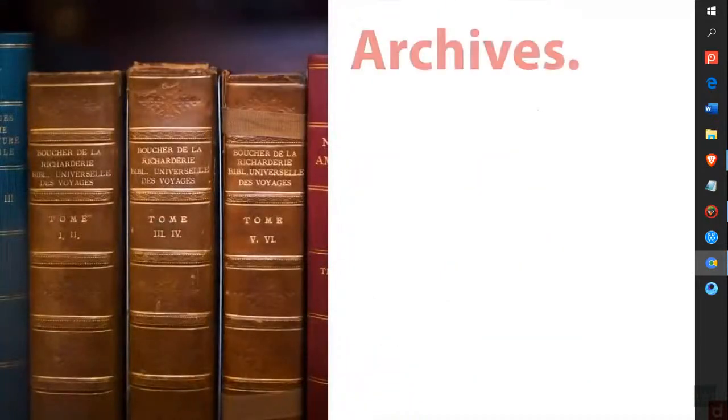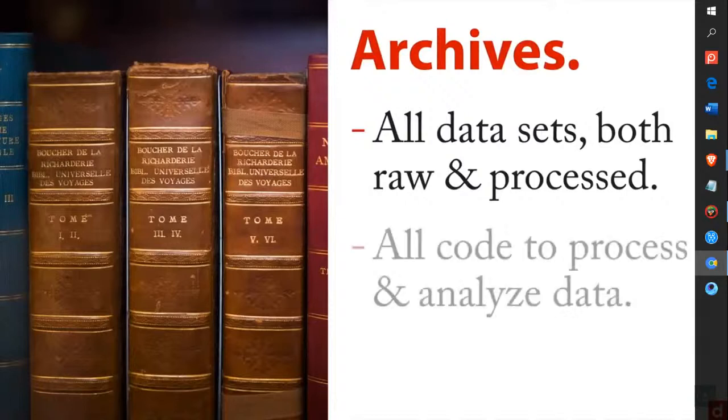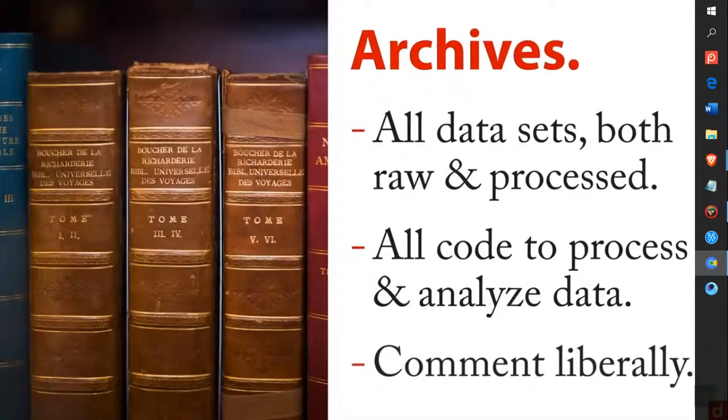Another step in all of this is to archive your data, make that information available, put it on the shelf. You want to archive all of your data sets, both the totally raw version before you did anything with it and every step in the process until your final clean data set. Along with that, you want to archive all of the code that you used to process and analyze the data. If you used a programming language like R or Python, that's really simple. If you used a program like SPSS, you need to save the syntax files. And again, no matter what, make sure to comment liberally and explain yourself.